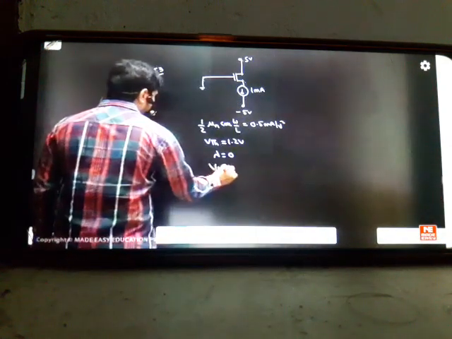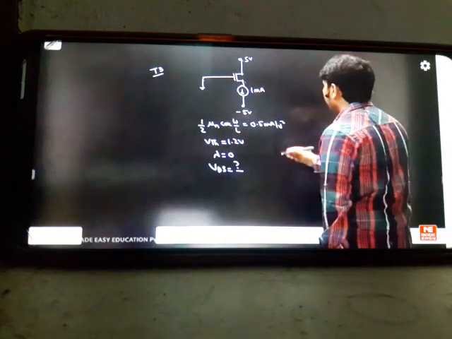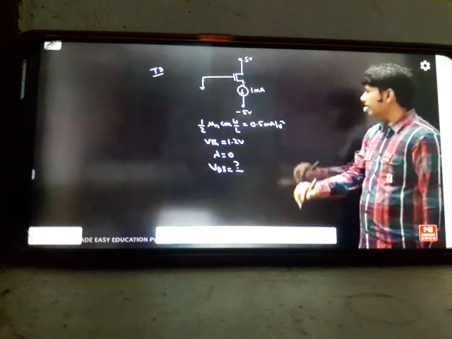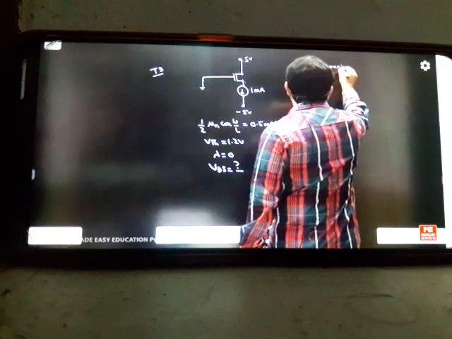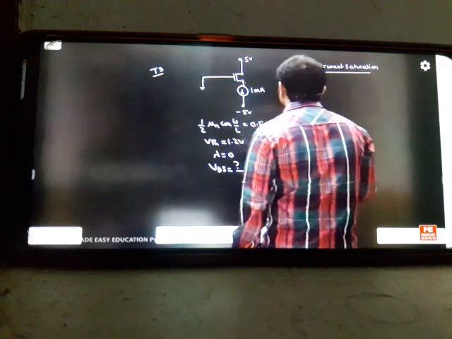He's asking how much VDS is. You just want to know what VDS is. Then how to catch this problem? He has given straightforward operating current, 1 milliampere. That means you can confirm that it is in current saturation because he has directly given the operating current. So Q is in current saturation, because the operating current is fixed there. If operating current is given directly, you can say Q is in current saturation directly.